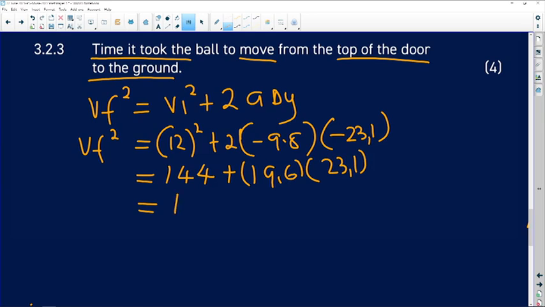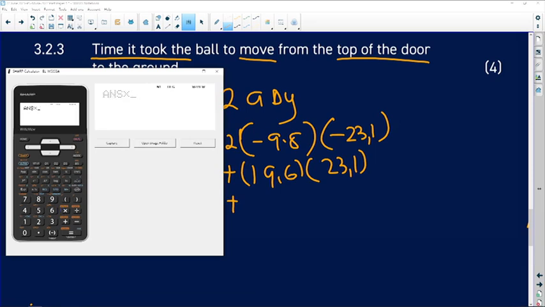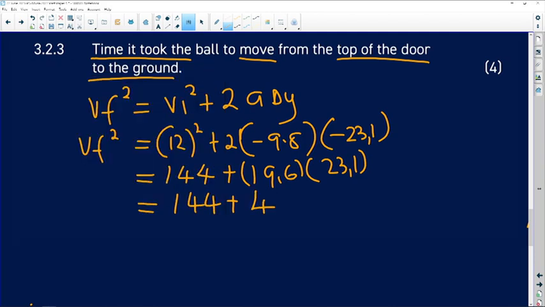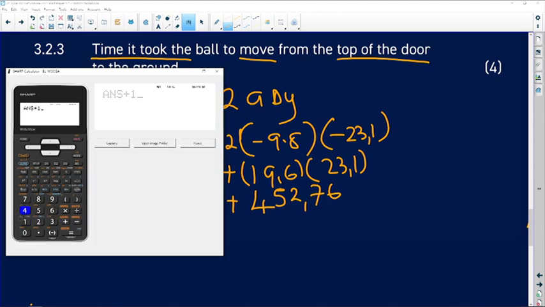Or we can say 144 plus, what do we get when you say 19.6 times 23.1? What is our final answer then? We have 452.76. We add the 144. We just come to our calculator because our answer is there. We say plus 144. And then our answer now becomes 596.76.